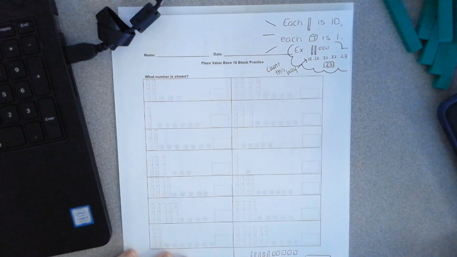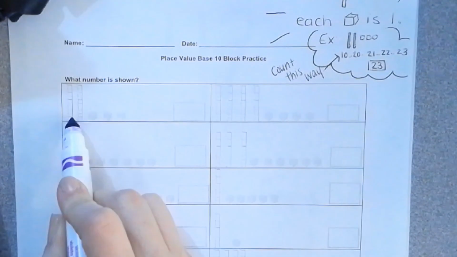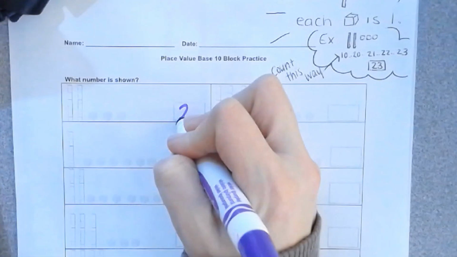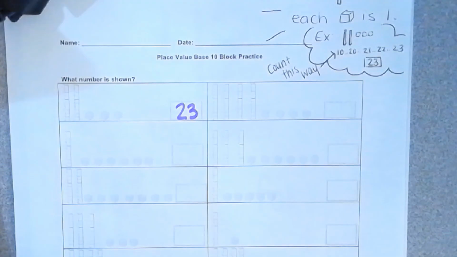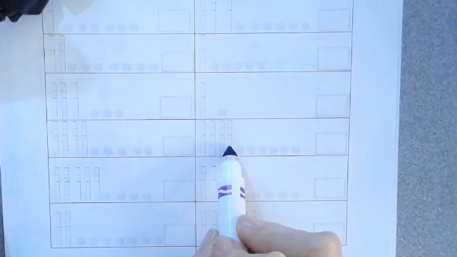So for this one, they would count 10, 20, 21, 22, 23. Here we would have 10, 20, 30, 40, 41, 42. Oh, you can't see that. I'm sorry. 10, 20, 30, 40, 41, 42, 43, 44, 45, 46.